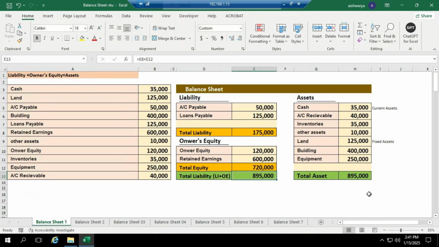See, now we got total liability 1,75,000 plus total equity 7,20,000. You'll be getting the answer here as 8,95,000. Understood?